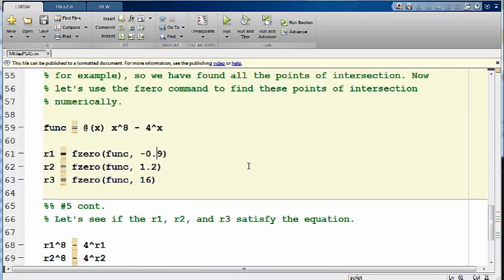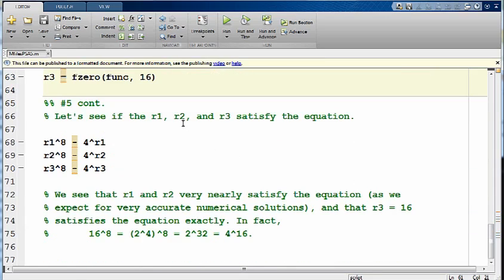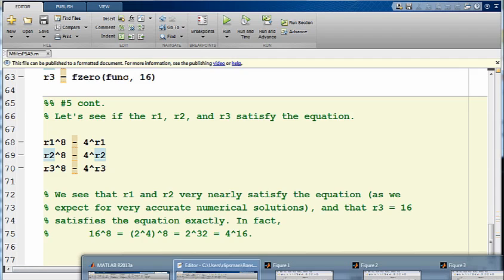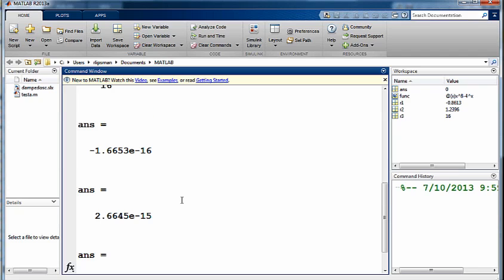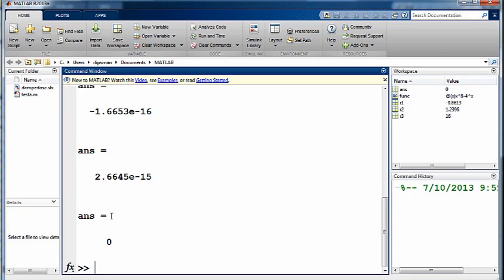We can check in this last cell by plugging them in to the function. So I'll evaluate each of the roots to the power 8, subtract from it 4 to the root, and see what we get. I'm clicking here and running the section. Again, I have to bring up the MATLAB command window. And here are the 3 answers. This is basically 10 to the -16th, 10 to the -16th, -15th, essentially 0. And the last one actually is 0.